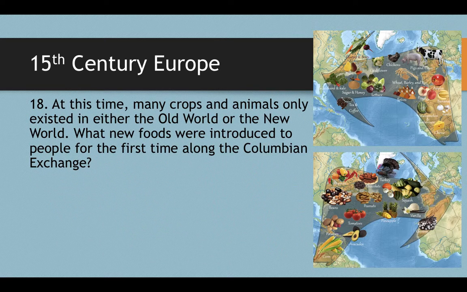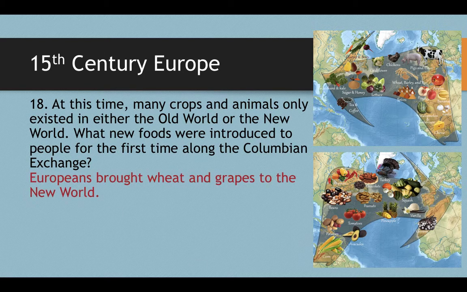So at this time, a lot of crops and animals, as I said, only existed in either the Old World or only in the New World. So there were a lot of new foods that were introduced to people for the first time along the Columbian Exchange. So Europeans brought wheat and grapes to the New World, along with other things. Here's a big map of different things they brought to the New World, things that Native Americans had never seen before. And among them are wheat and grapes.